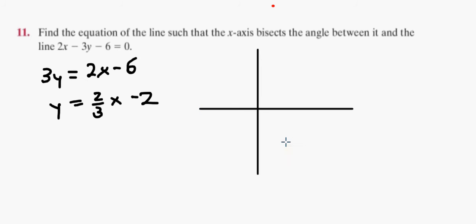I know it crosses the y-axis at minus 2. Great. And what else do I know? It has a slope of 2 over 3. What does that mean? 3 across and 2 up. So it looks something like this.